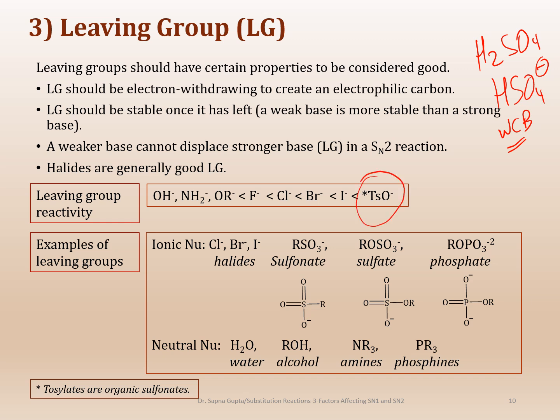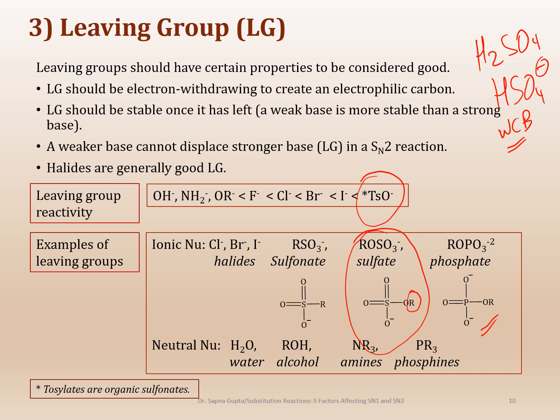So look at a tosylate. This is what a sulfate would look like. Depending on the R group, it can be different kinds of tosylates, okay? And you can have phosphates also as very good leaving groups because they are conjugate bases of strong acids. So they make very good leaving groups, okay?